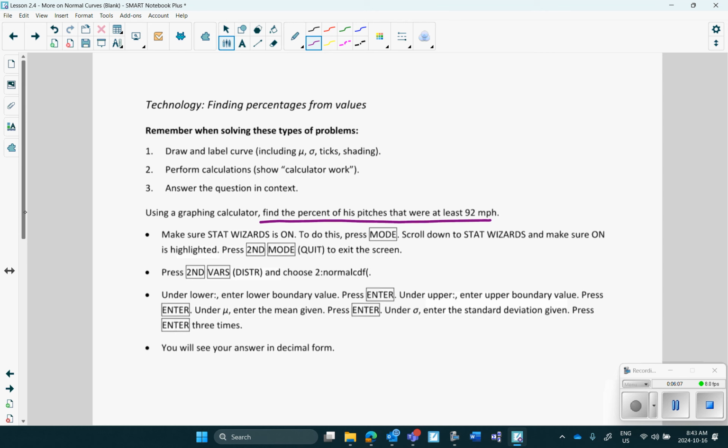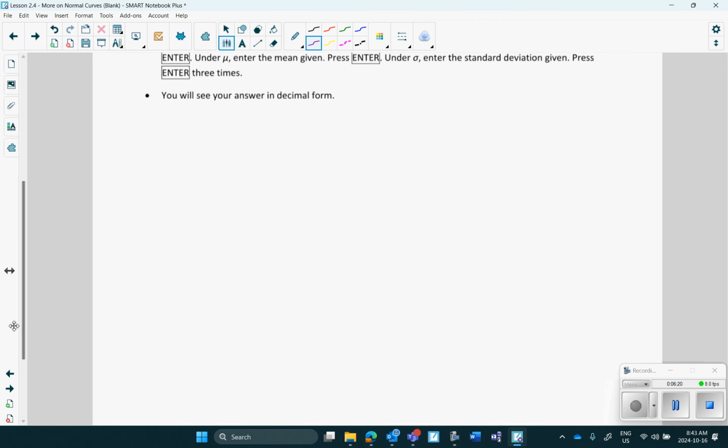What you always have to do when you see a question like this is you must draw a diagram with your answer. So the first thing we're going to do is draw a diagram. Remember, horizontal axis, mean, and then 1, 2, 3 standard deviations above, 1, 2, 3 below. And it's going to look something like this.